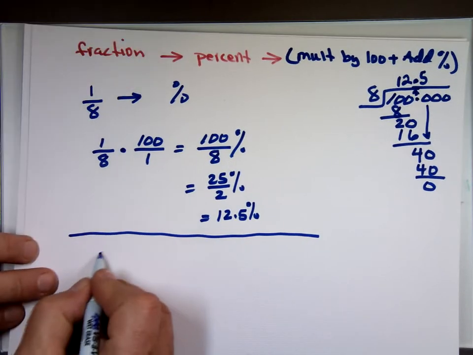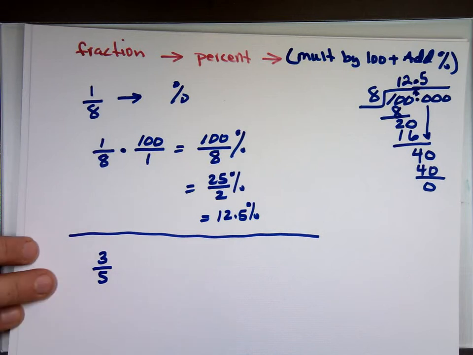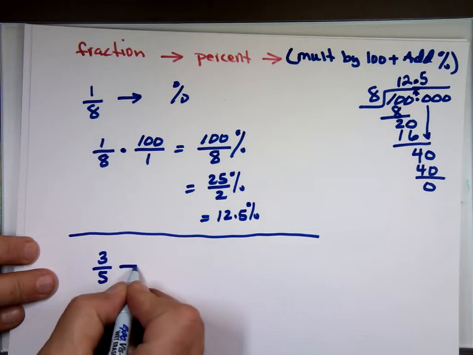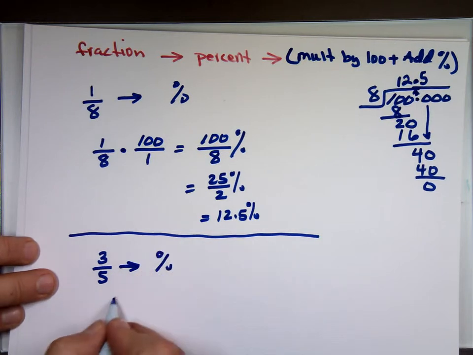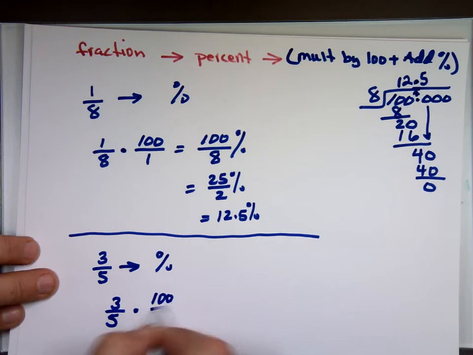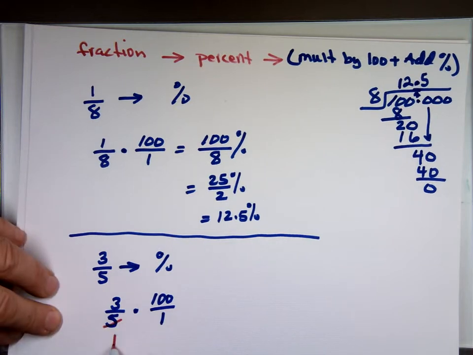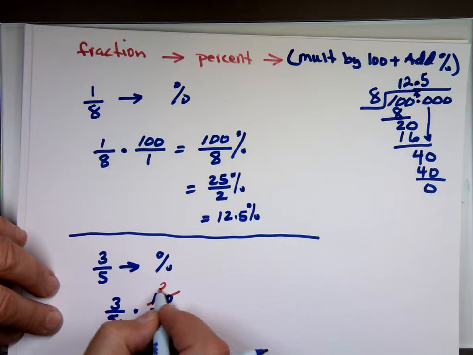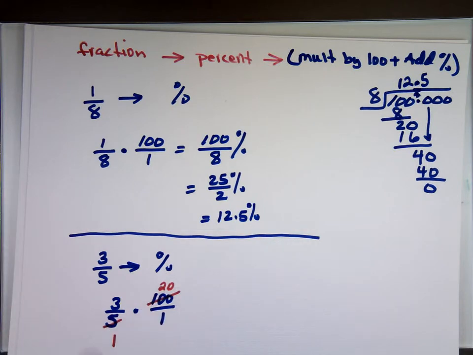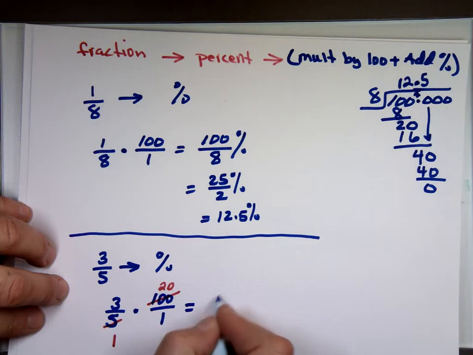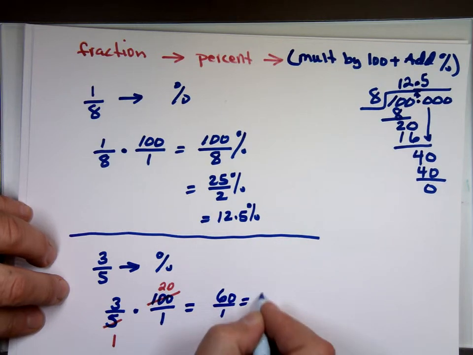What about 3/5? To change that to a percent, it's going to be 3 over 5. You're going to multiply it by what? 100 over 1. You want to simplify first? Go ahead. By 5, this is 1. 100 by 5 is what? 20. 3 times 20, 60 over 1, which is what? 60%.